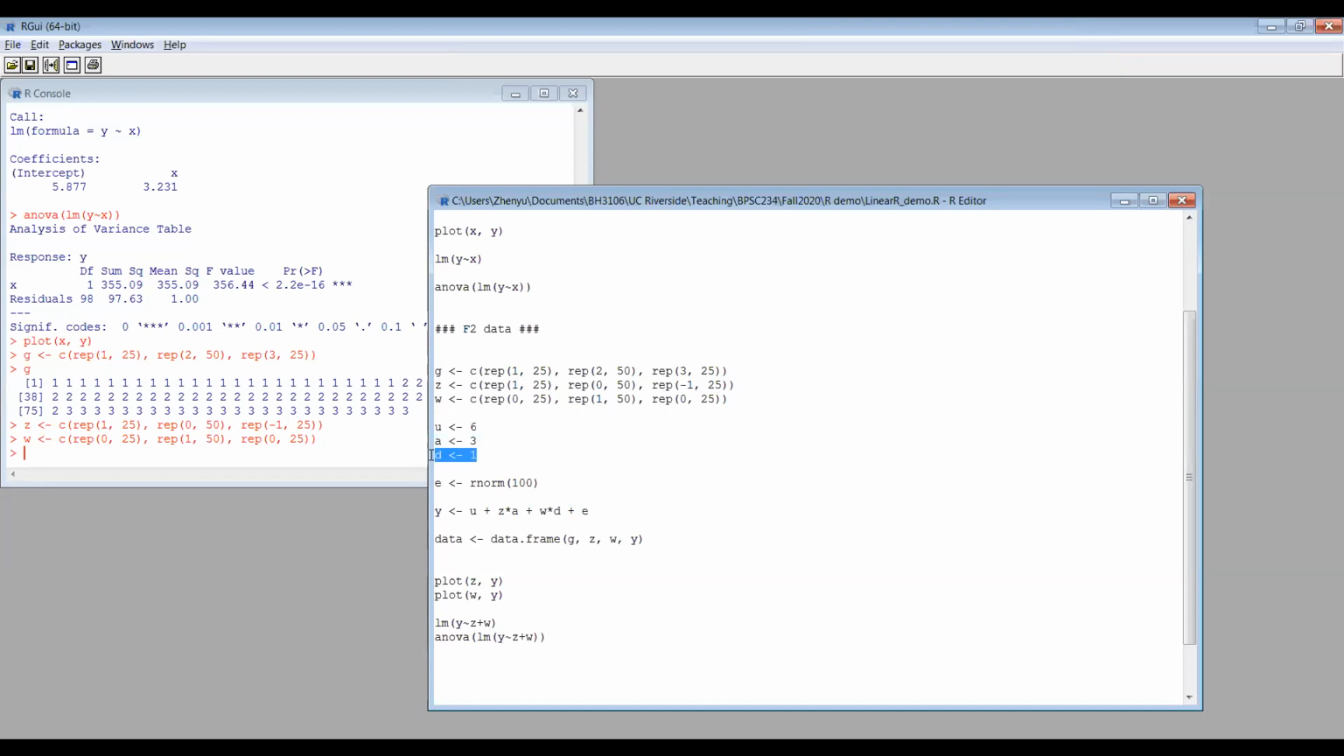How about the G12? If we define the dominant effect equal to 1, 7. Yes, very good. You guys are great. I'm so happy. Okay, so these are the parameters. These are the real parameters.